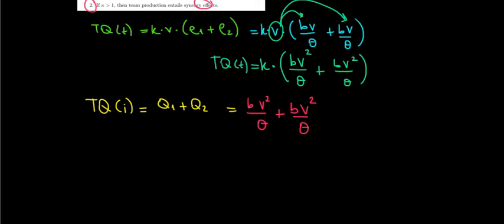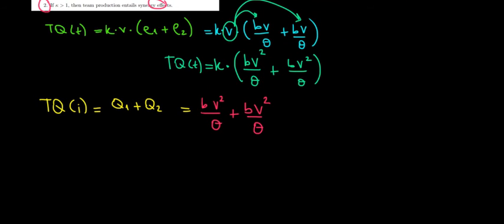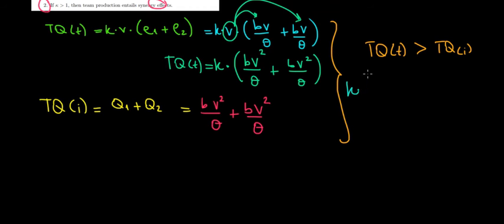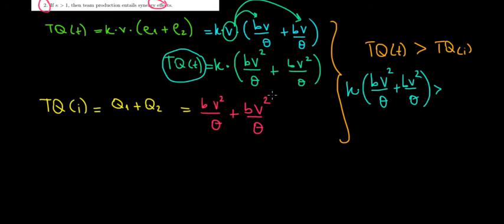With this in mind, how can we have this synergy effects? Well, we said we will have it when the total quantity produced as a team is greater than the total quantity produced individually. So let's see when that holds true. Well, that will hold true when the following is true. K multiplied with this thing, because that's the total quantity produced as a team. So K multiplied with BV squared over theta plus BV squared divided by theta is going to be greater than just this one. This is the total quantity produced individually, which is BV squared divided by theta plus BV squared divided by theta.